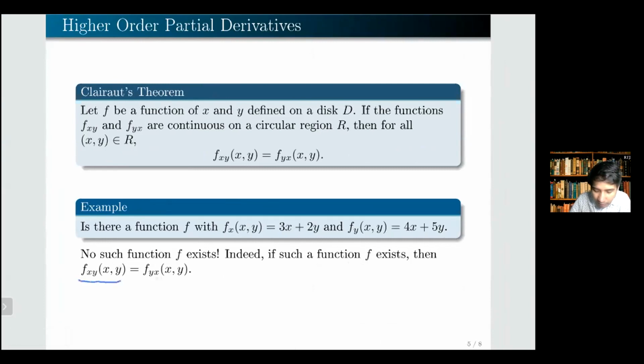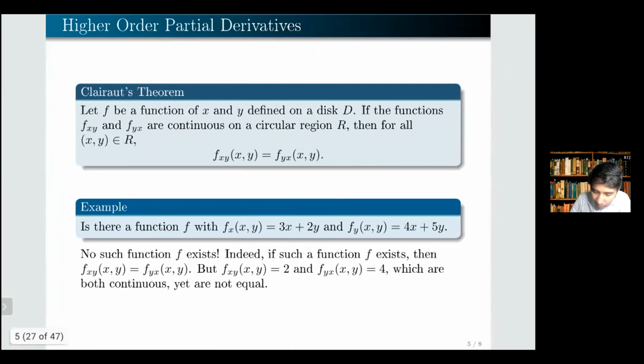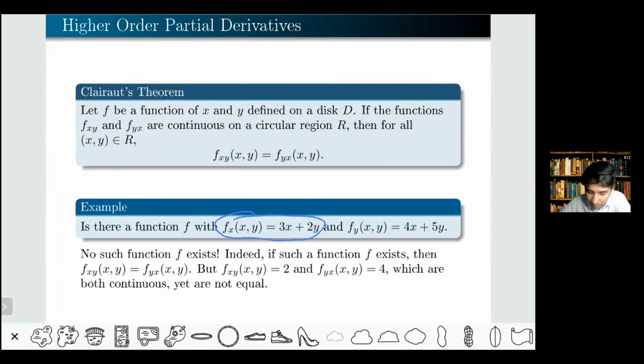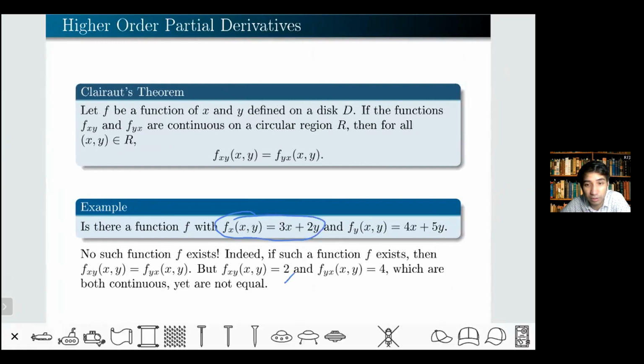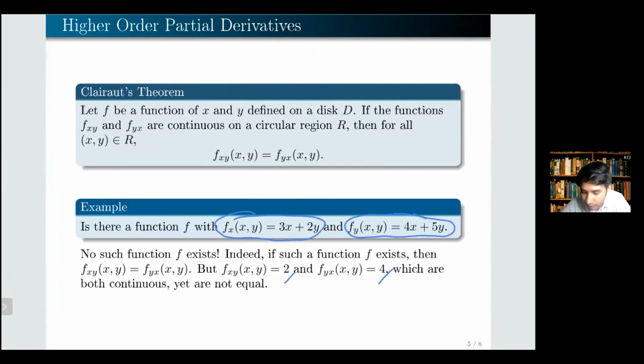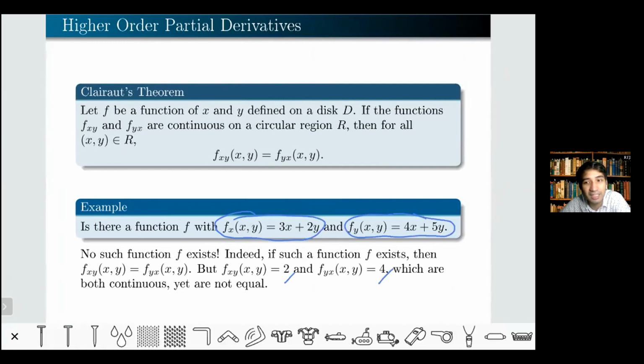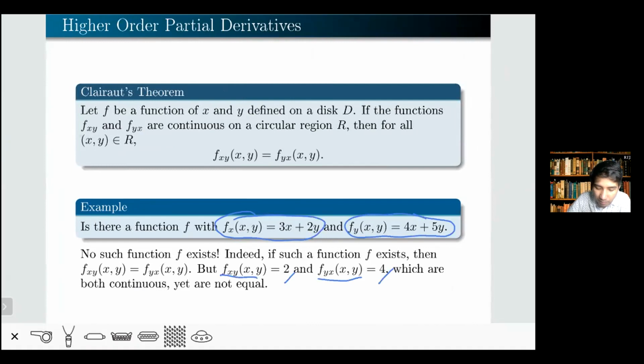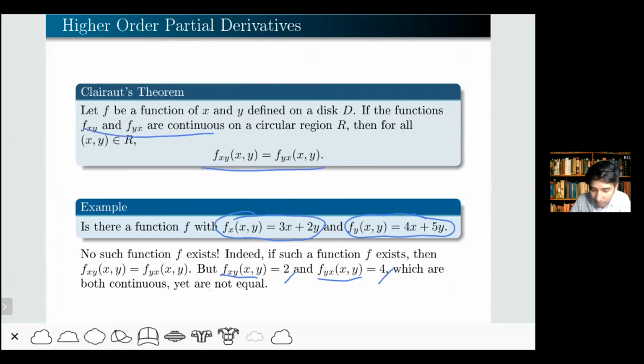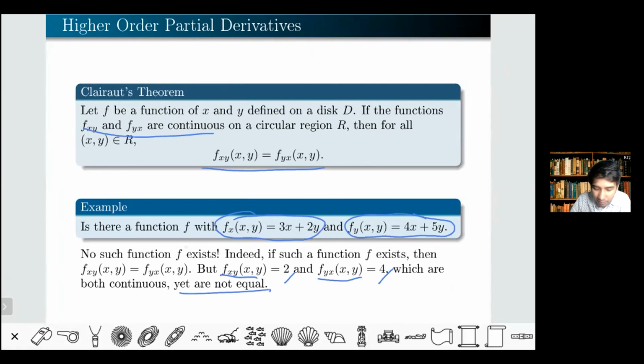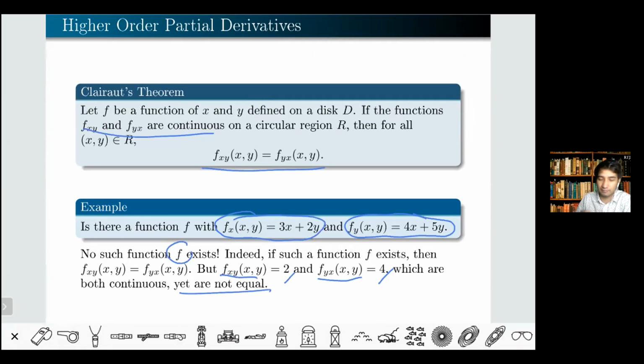So, fxy and fyx are continuous. So, sabi ng Clairaut's theorem, dapat equal daw yan. Okay. Pero, pag kinuha mo yung fxy, so that's the partial derivative of 3x plus 2y with respect to y. Pag kinuha mo yung fxy, ang makukuha mo ay 2. Okay. Pero pag kinuha mo yung fyx, so if you differentiate fy with respect to x, the derivative is 4. So hindi nag-equal. Continuous yung fxy tsaka fyx. So sabi pag continuous daw, dapat equal. So continuous sila pero hindi sila equal. Ibig sabihin may mali, no? Ibig sabihin walang ganung function. No? This cannot happen. Okay.